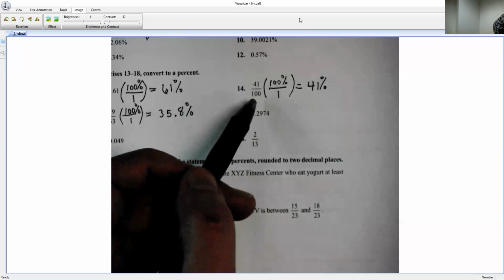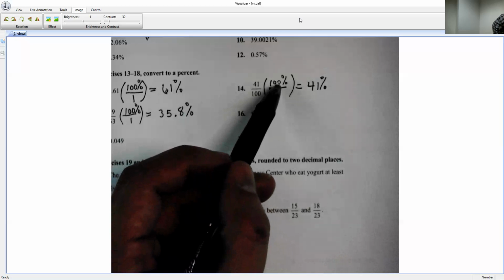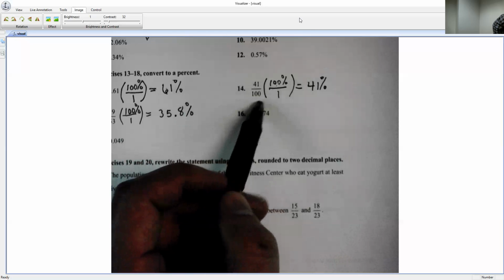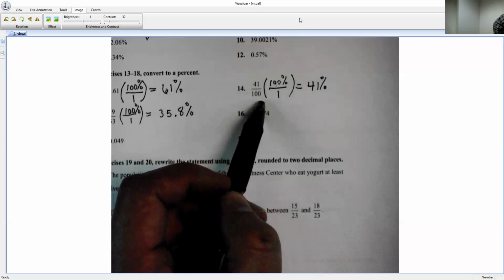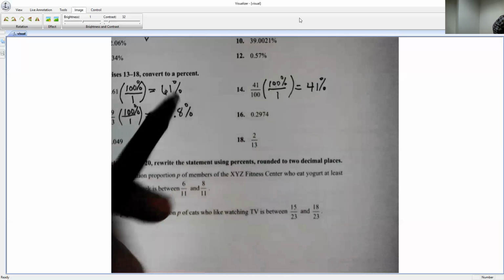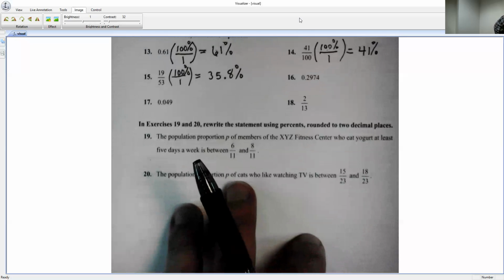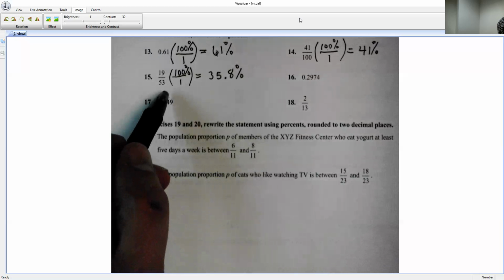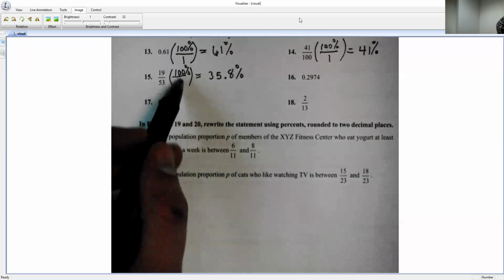We want to make it a percentage, so we multiply by 100% over 1. And this time, the hundreds cancel, so it's, again, an easy calculation to do. We just end up with 41 and the percent sign, 41%. Okay. For 15, same process. We start with this 19 over 53 number, multiply by 100% over 1.